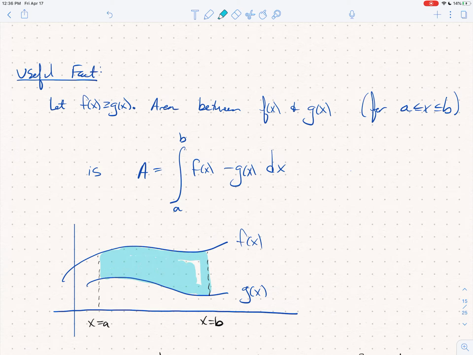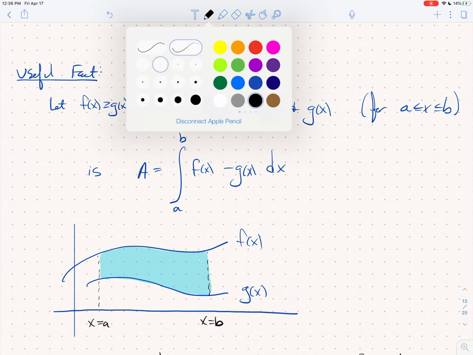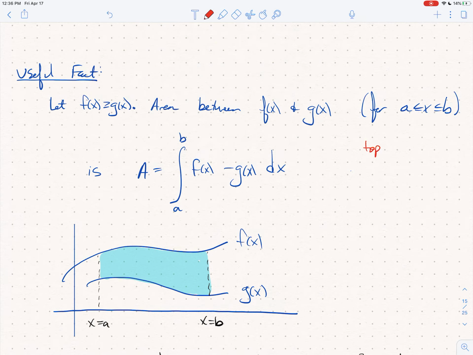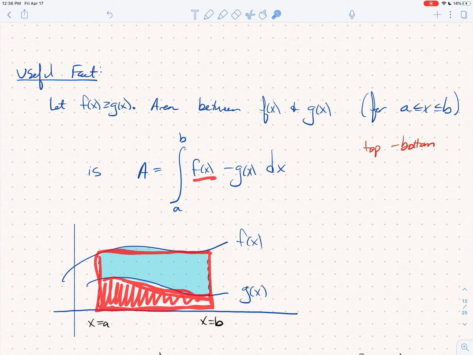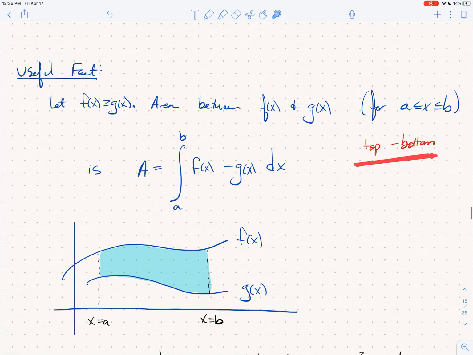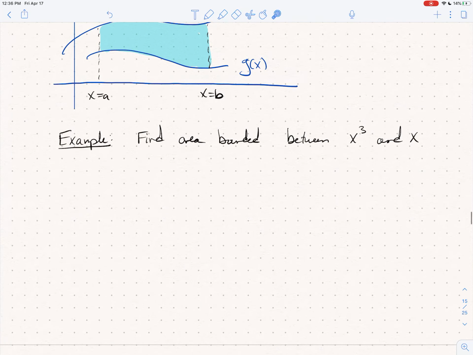Well, you just integrate top curve minus bottom curve. That's the big takeaway. Let me write that down somewhere. So the key here is top minus bottom, and you want to integrate that. Why? Well, when you integrate from a to b of f, you get this big area. When you integrate from a to b of g, you get this area. And so when you subtract the big area minus the lower area, what's left is exactly the area that you want. So the key for finding the area between two curves is to integrate the top function minus the bottom function, paying attention to which one is on top, which one's on the bottom.